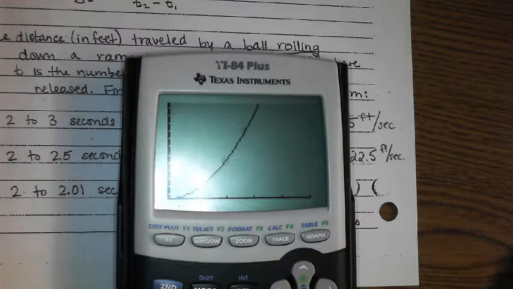And then we did 2 to 2.01 seconds, which, I mean, I guess would be like right there. Right? And we got, what was that third number we got? 20.05. So, how does this relate to what we've been talking about? What does this connect to that we've talked about recently? A new concept.